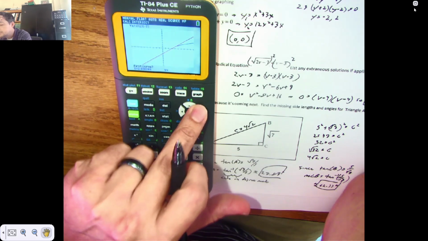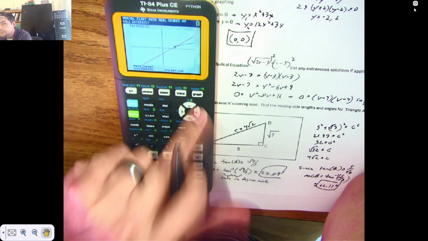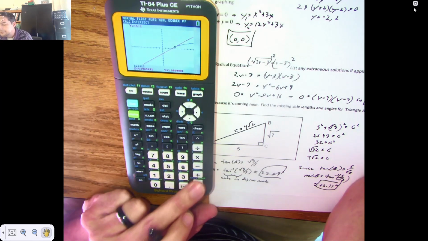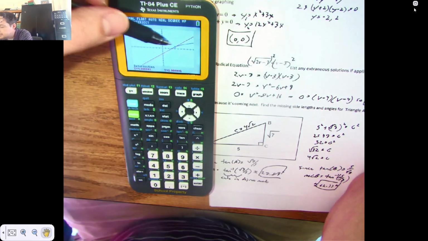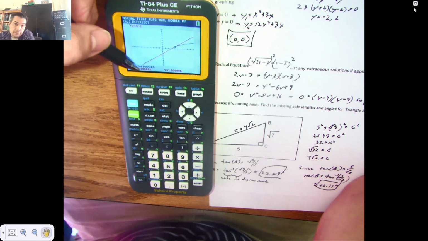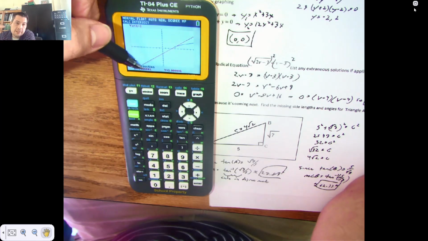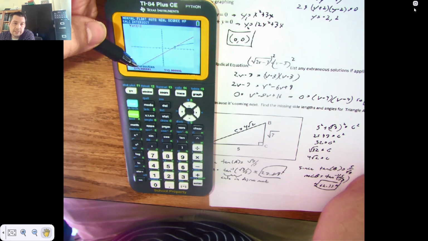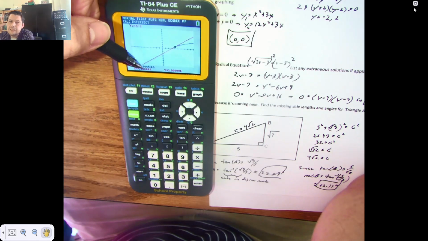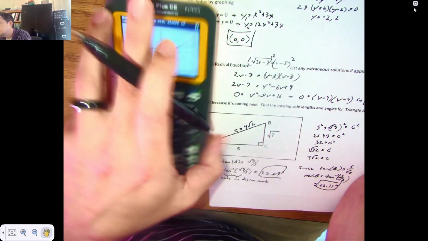So I'm pressing that right arrow until my cursor shows up. Enter, enter, enter. And there she is. 4. Notice that 0001. I wouldn't be surprised if yours says 3.9996. You have to round sometimes. And this particular problem is one of those.